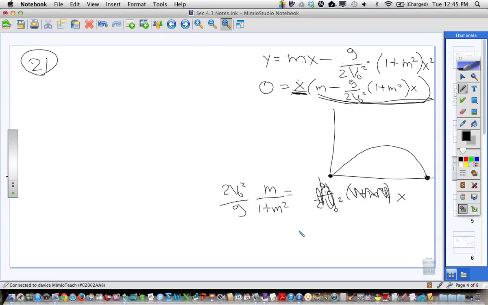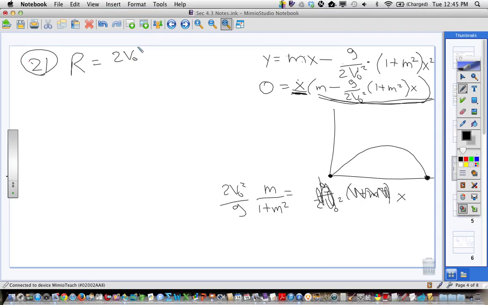So that's what 21a was. It's saying, all right, when it's back on the ground, when y is 0, this is what x will be. Then they relabel that R, big R. So big R is the range. That's where we're at now in 21B.